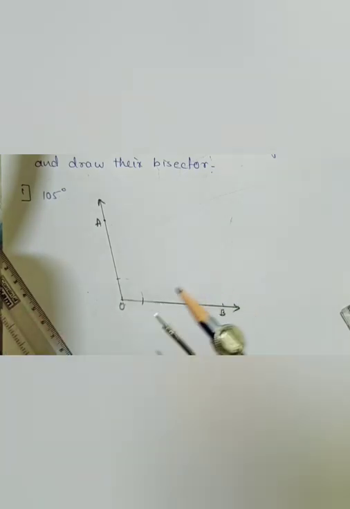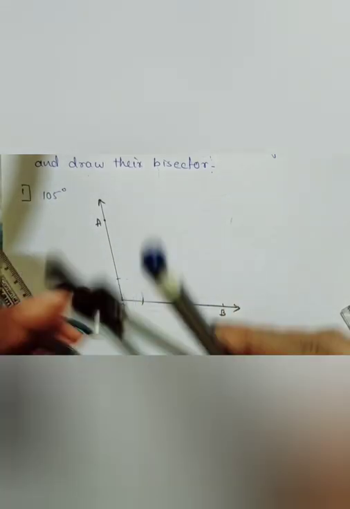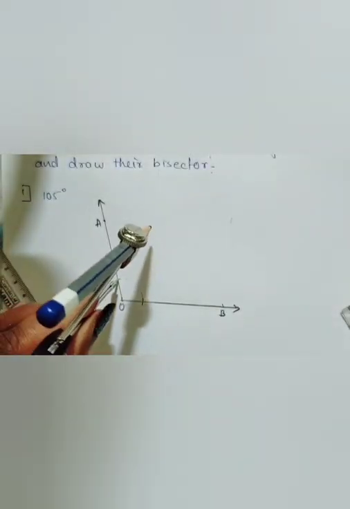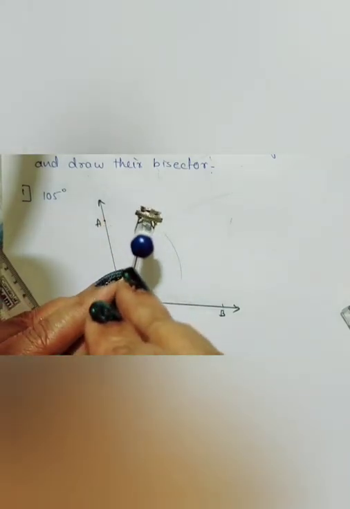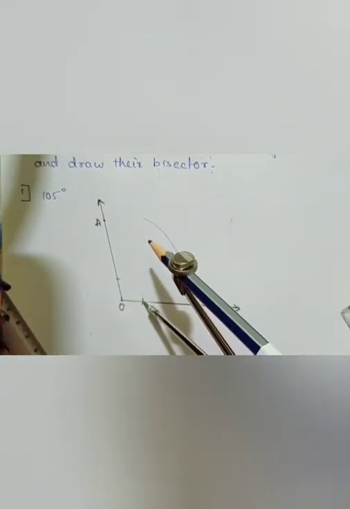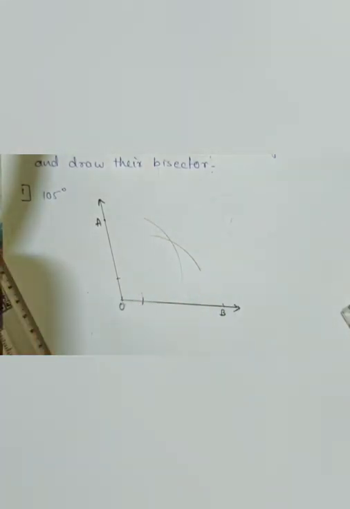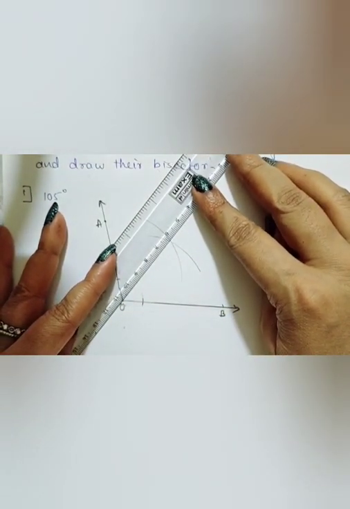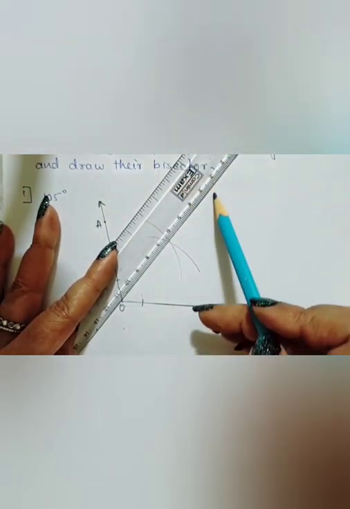Take similar measure. Now we got these 2 points. With the help of these 2 points, we have to make one arc. Okay, so I'm drawing that arc. The same measure we have to keep on the other side of the point, and again we have to draw the arc. So we got this. Now we have to join this with point O.